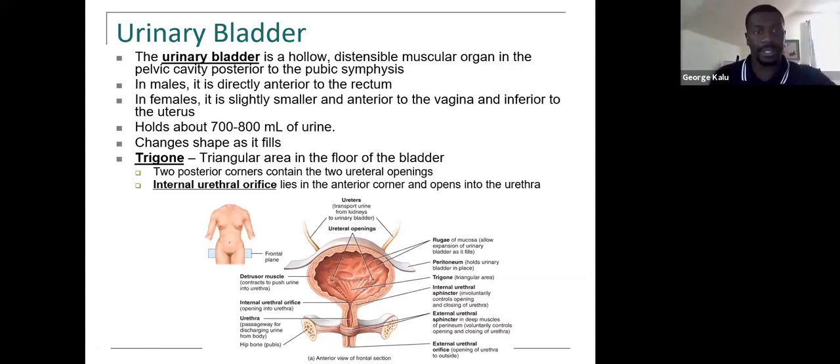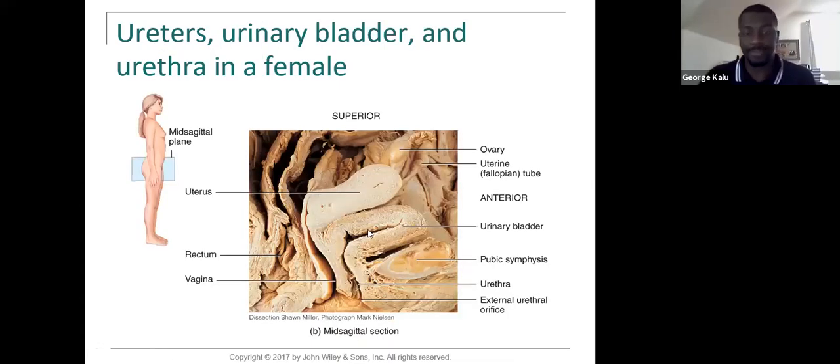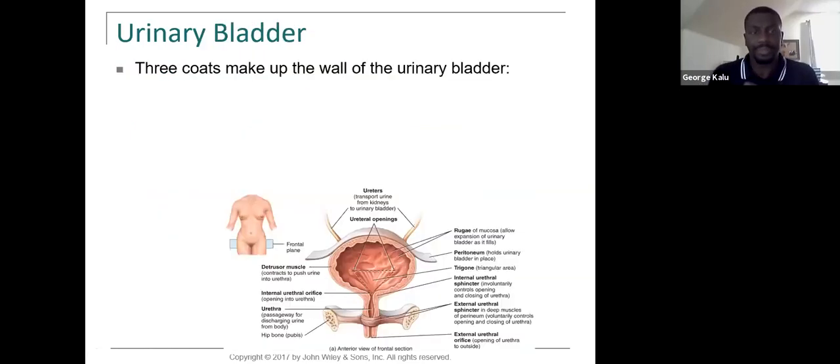Okay, so this is what it would look like inside of a female, in a woman's cadaver. Here we have the bladder, and then again, sitting right on top of the bladder, you would have the uterus. And then anterior to the bladder, you're going to find the vagina here, and so on and so forth. So we'll take a look at those later on. Okay, so that's the bladder.